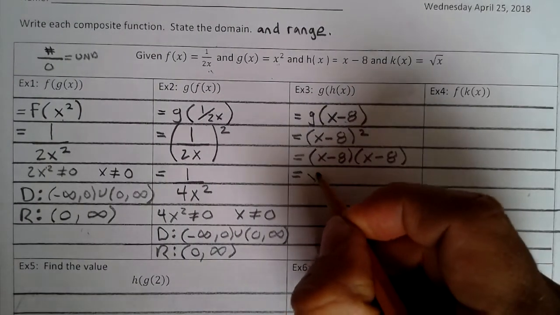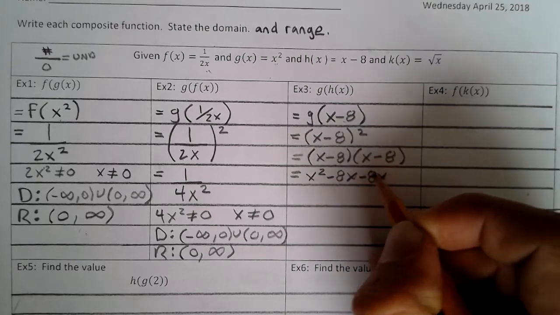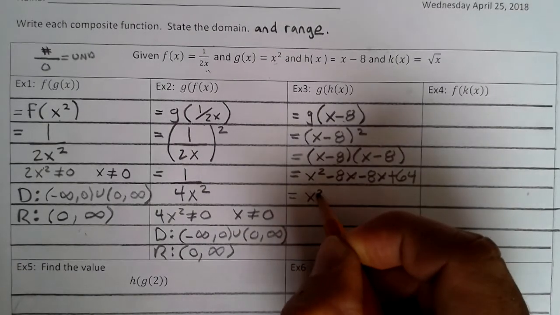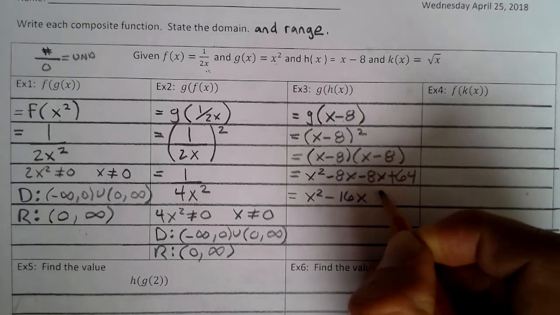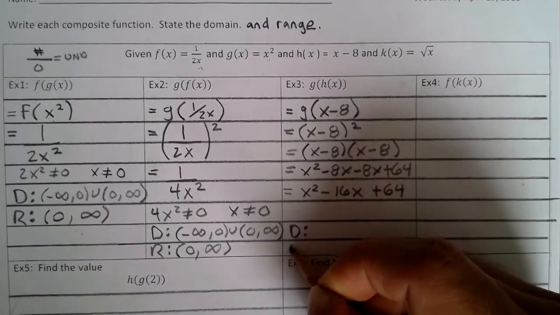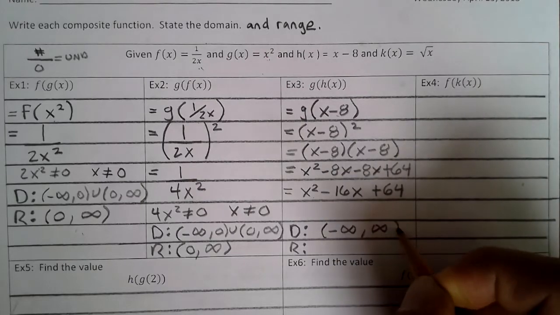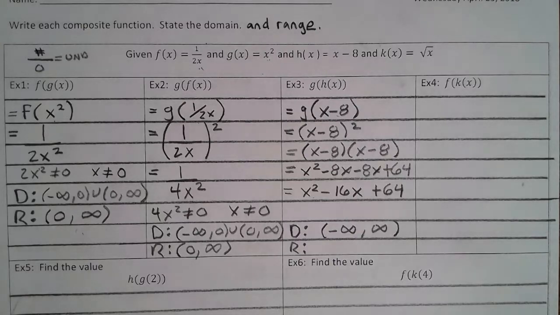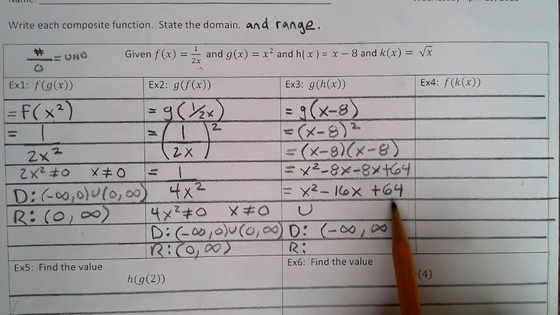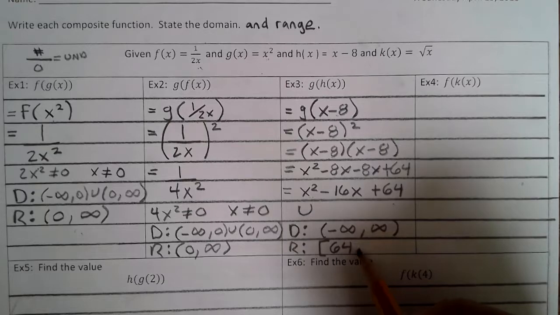So x times x is x squared. x times negative 8 is negative 8x. Negative 8 times x is negative 8x. And negative 8 times negative 8 is a positive 64. Okay, so now we have x squared, negative 8x minus 8x is negative 16x, plus 64. All right, now for the domain and range. Now we know since it's quadratic, the domain is from negative infinity to positive infinity. Since it's x squared, it's facing upwards, and we know that 64 is the vertex, so that's the lowest point. So it's going from bracket 64 to infinity.